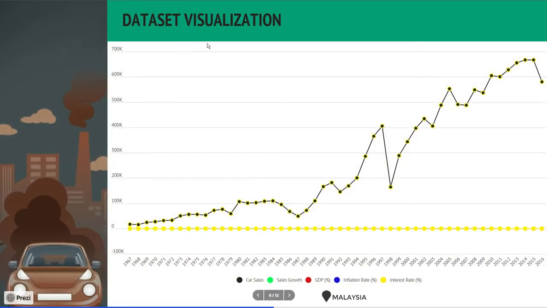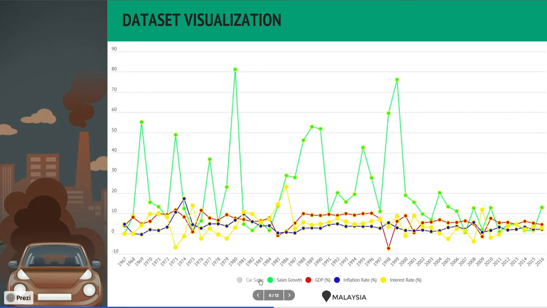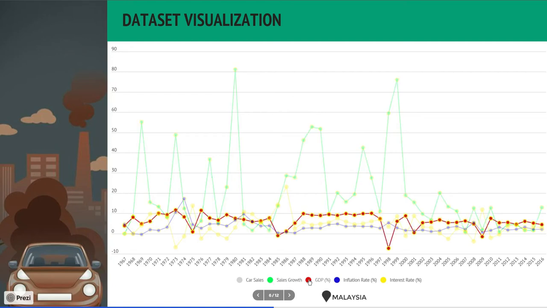To visualize my data set, here the black line graph indicates the car sales in Malaysia, the green line indicates the sales growth, the red line indicates the GDP rate annually in Malaysia, the blue line indicates the inflation rate, and the yellow line indicates the interest rate.